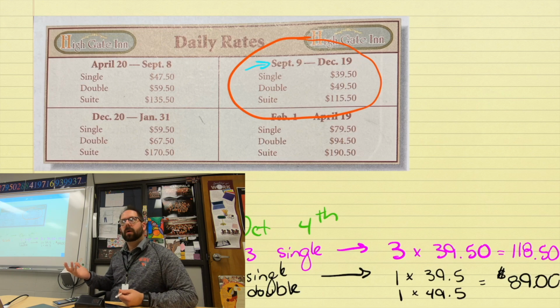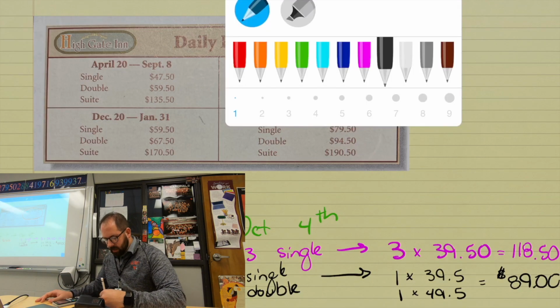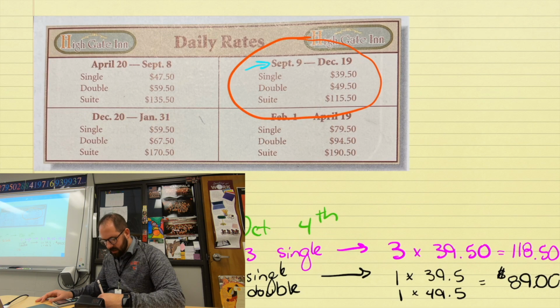But if you get a suite, that's 5 or more people, right? 5 or more. And that price is $115.50. So if I went with that route, and I went with 1 suite, or a villa, however you want to say it, that's $115.50.